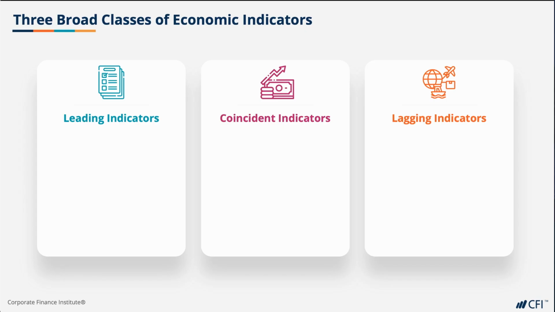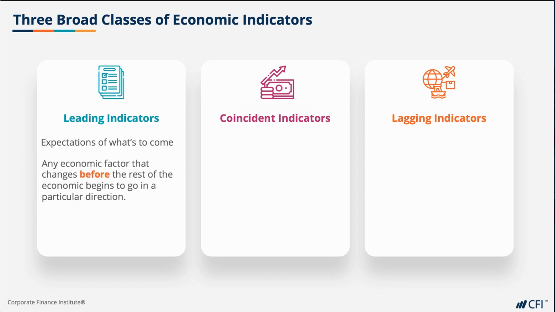For economic indicators that provide an expectation of what's to come, we call those leading indicators. These indicators are any economic factor that changes before the rest of the economy begins to go in a particular direction or foretell something in the future. Examples of these would be, say, confidence surveys, housing starts, or durable goods orders. All three of these indicators give market participants and economists a sense of what the economy may look like in the future.